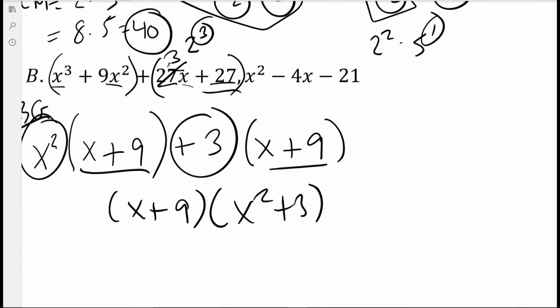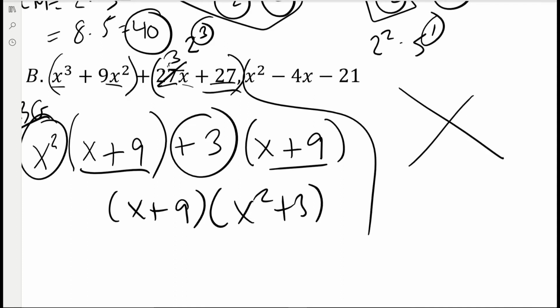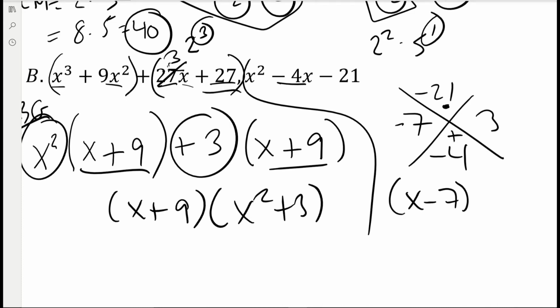Here we're going to use an x table for that. In this case, we have negative 21, and then on the bottom is negative 4. So two numbers that multiply to negative 21 that add up to negative 4. Well, in that case, that'll be 7 and 3, and it had to be negative 7 because negative 7 plus 3 is negative 4. So this will be x minus 7, x plus 3.